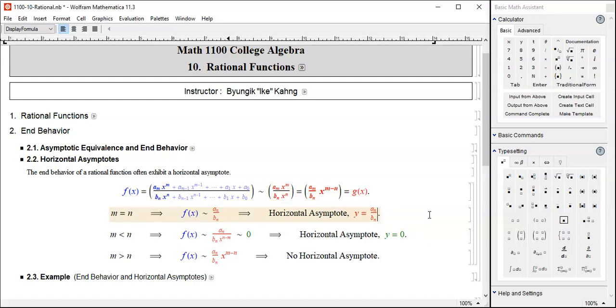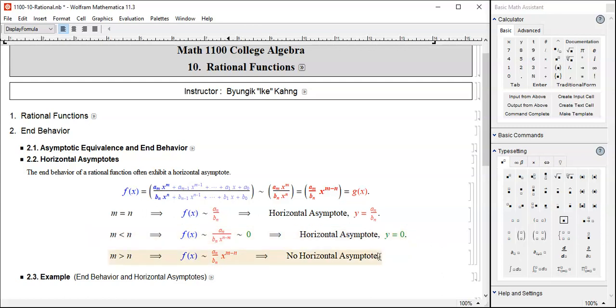Now, what if the denominator has higher degree? In that case, we have some leftover x to whatever power in the denominator, as in the previous example we just saw, and that's becoming humongous, so the overall fraction becomes so small it becomes 0 in the end. So the horizontal asymptote is y equal to 0. That's the example we just saw.